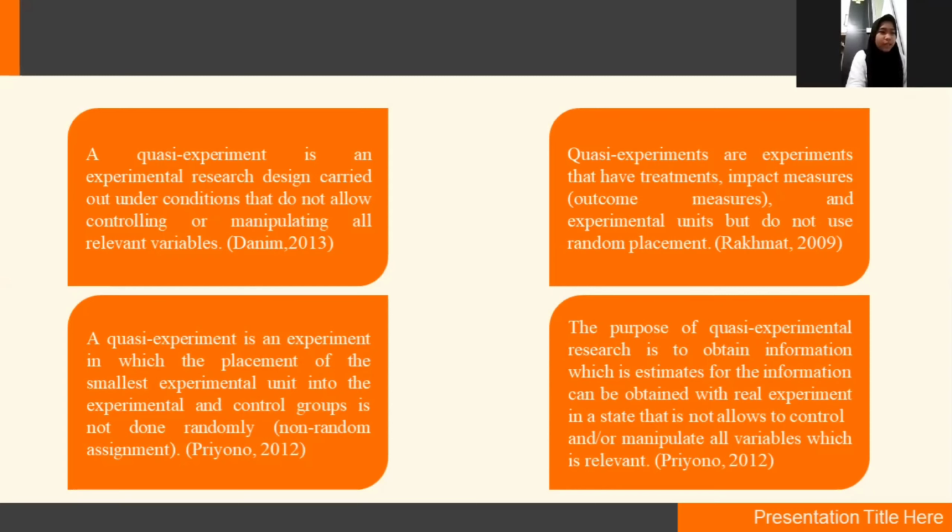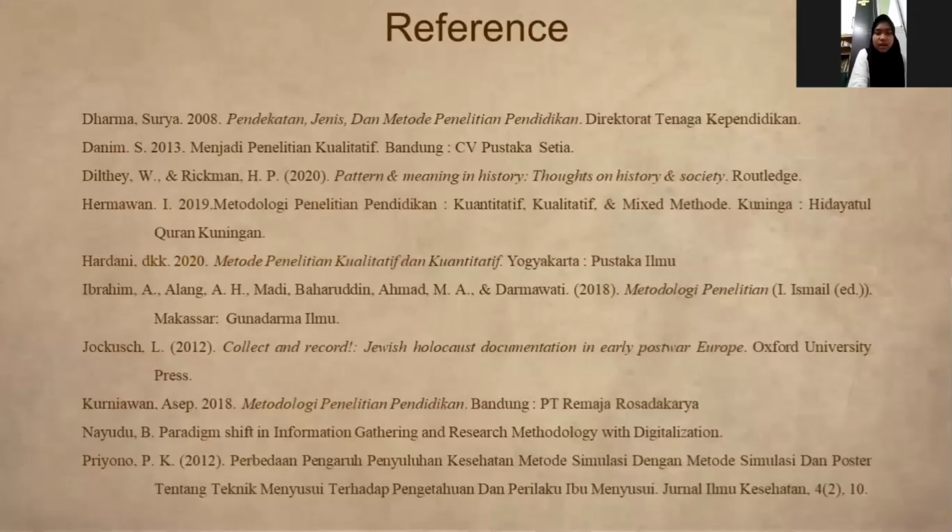And next material, quasi-experiment. Quasi-experiment is an experimental research design carried out under conditions that do not allow controlling or manipulating all relevant variables, according to Danim 2013. And the purpose of quasi-experimental research is to obtain information which is an estimate of the information that can be obtained with a real experiment, where it is not allowed to control or manipulate all variables which are relevant.